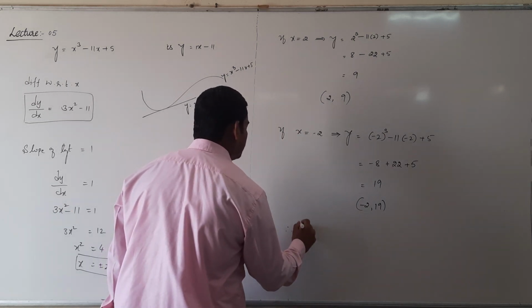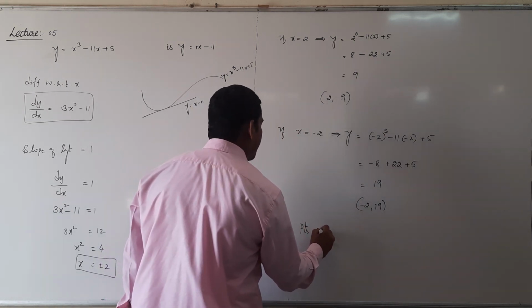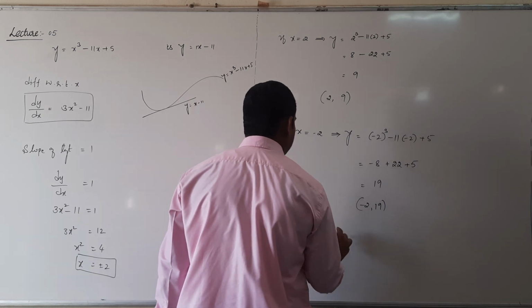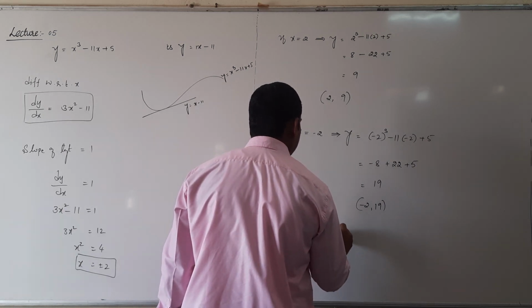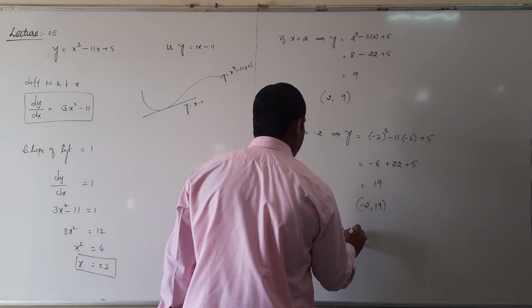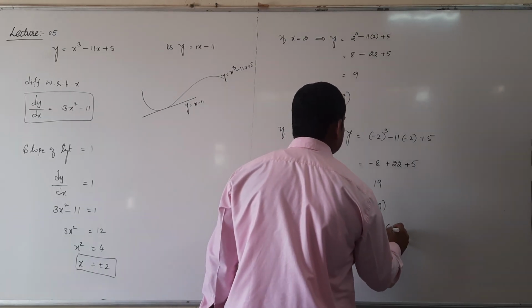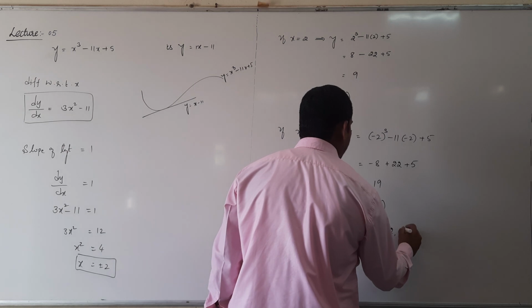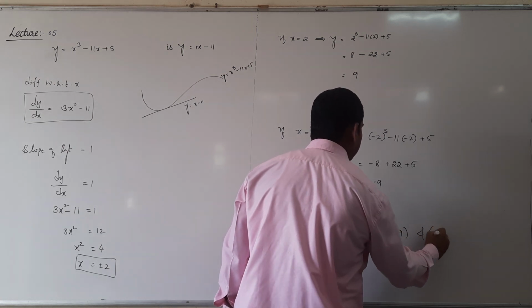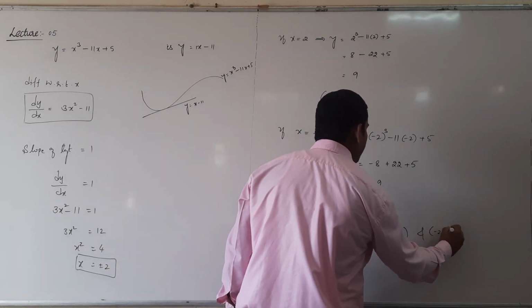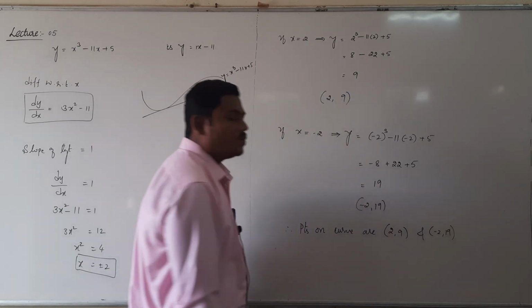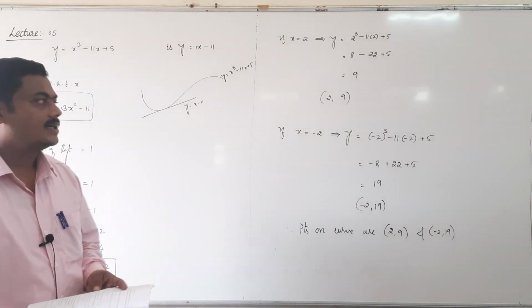Therefore the points on the curve are 2 comma 9 and minus 2 comma 19. These 2 points lie on the given curve, right?